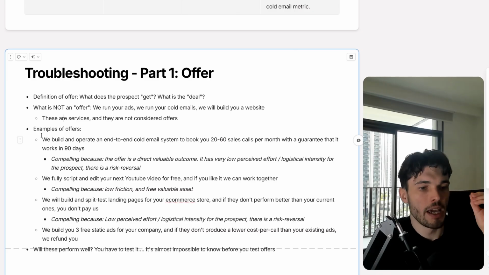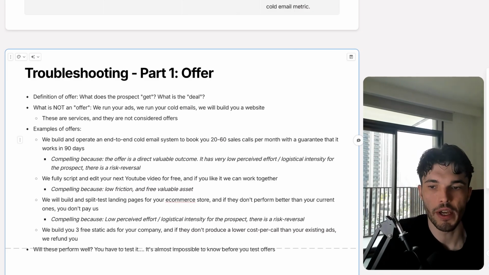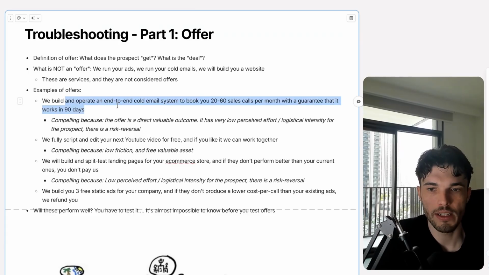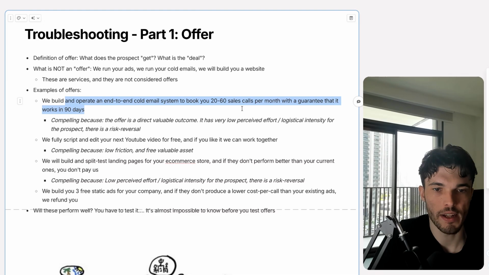This is an example of the deal you're getting. So one could be: we build and operate an end-to-end cold email system to book you 20 to 60 sales calls per month, with a guarantee that it works in 90 days.